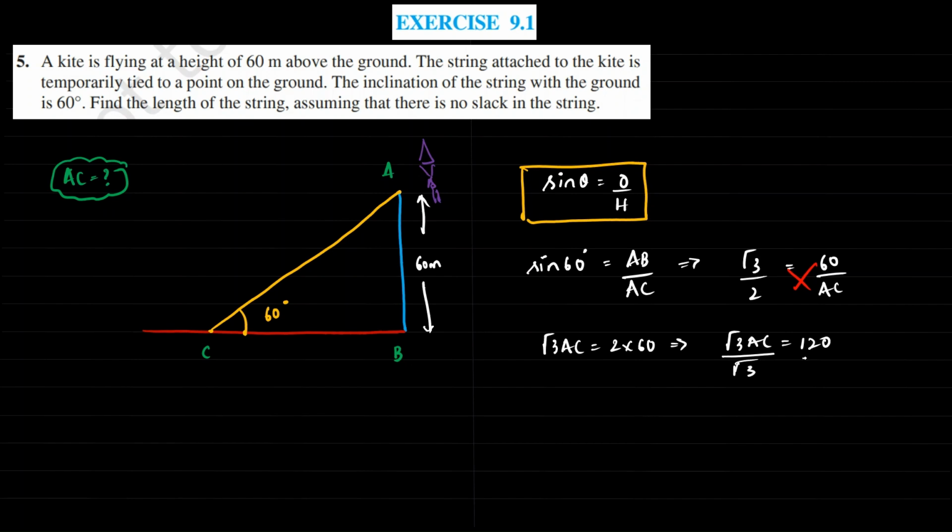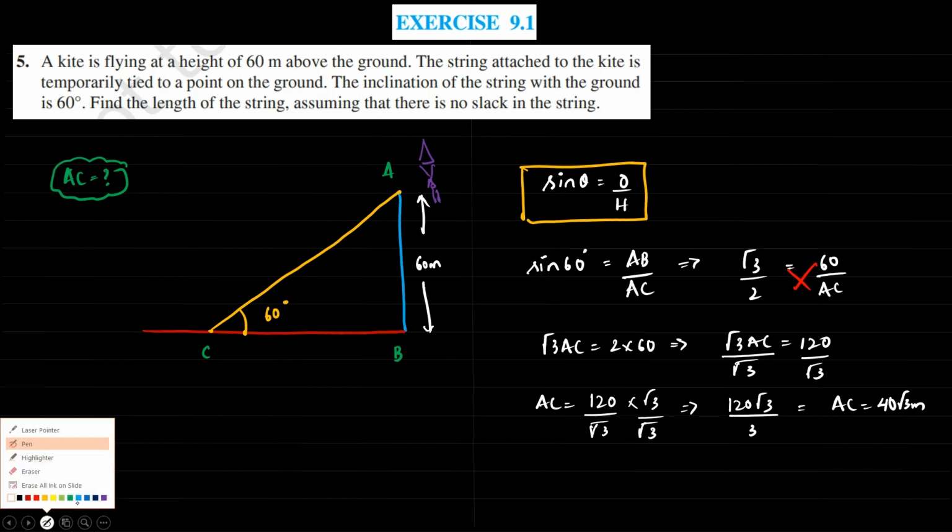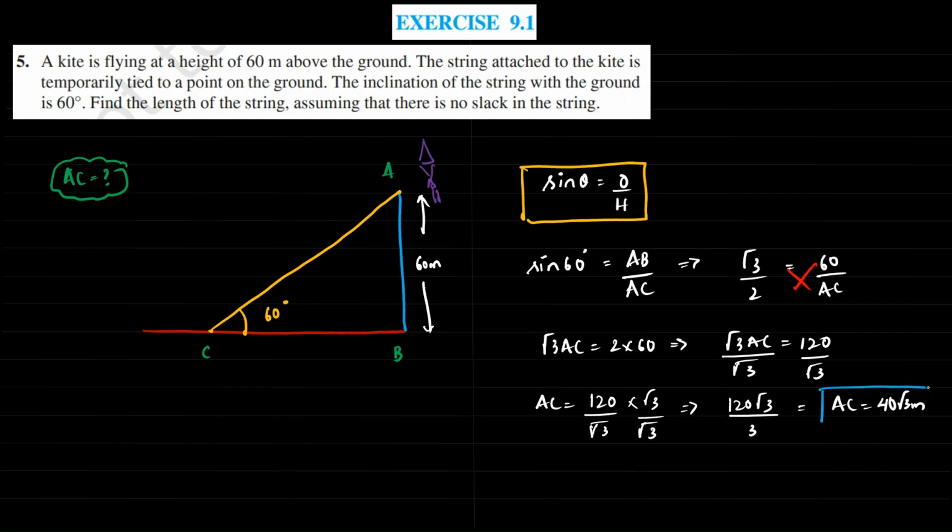Divide both sides by square root of 3. You are going to have the value of AC as 120 divided by square root of 3. And now you have to multiply square root of 3 on either side in order to rationalize the same. It is 120 square root of 3 divided by 3, which is how much? AC is 40 root 3 meters. And now you can put a box around it.